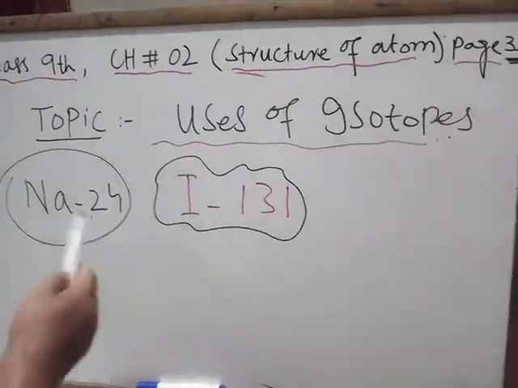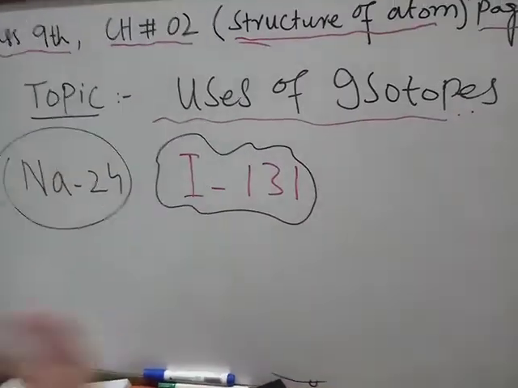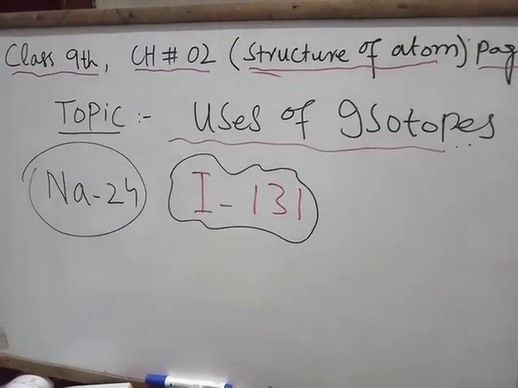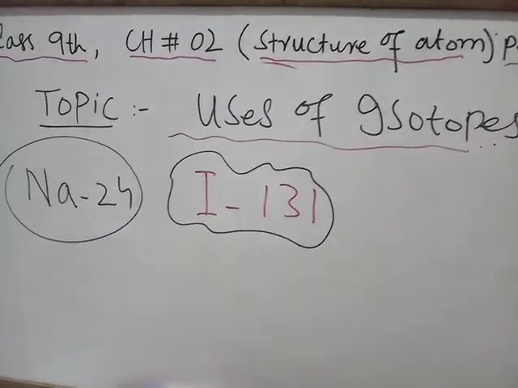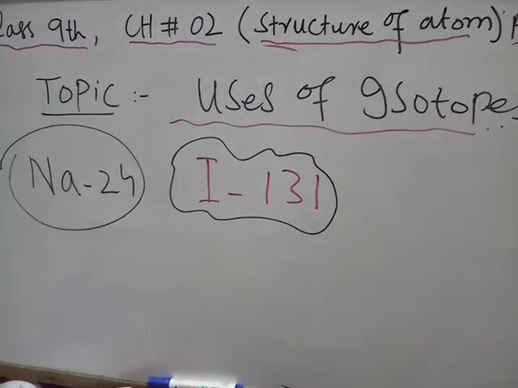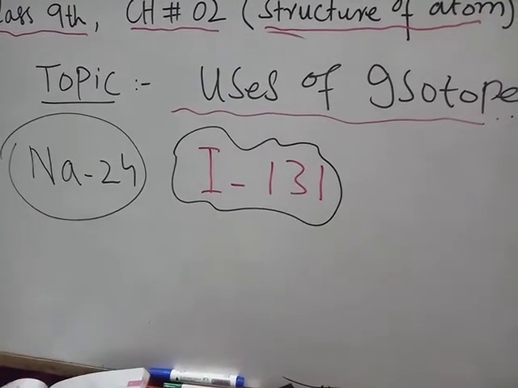So sodium 24 is used as a tracer for diagnosing the obstructions or constrictions in the circulatory system. I mean in artery, vein or capillary where there is a blockage. This isotope can be used to locate the point where the blockage is.